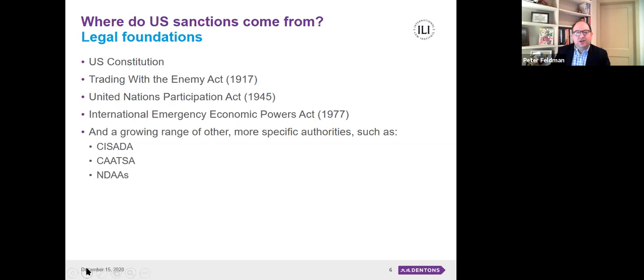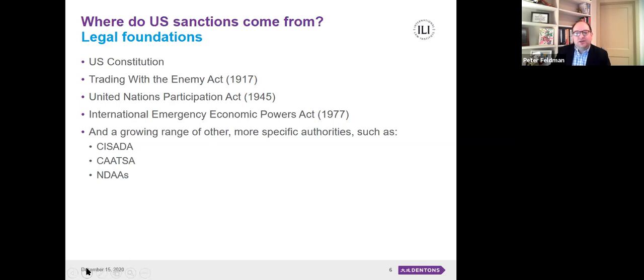The second of the bedrock statutes is the United Nations Participation Act. And this statute authorizes the President of the United States to impose sanctions under U.S. law when sanctions are mandated by the UN Security Council pursuant to Article 41 of the UN Charter. So the United Nations Participation Act is very important because this formalizes the legal linkage between actions taken by the UN Security Council when it comes to sanctions and sanctions as are implemented by the United States.